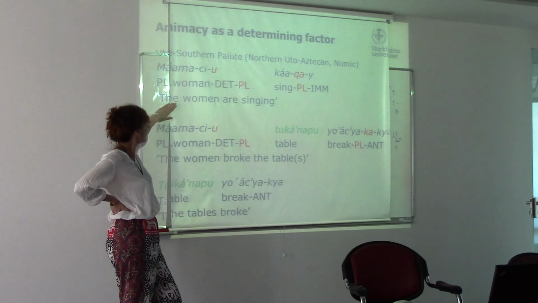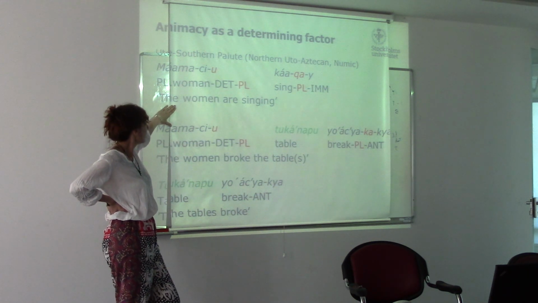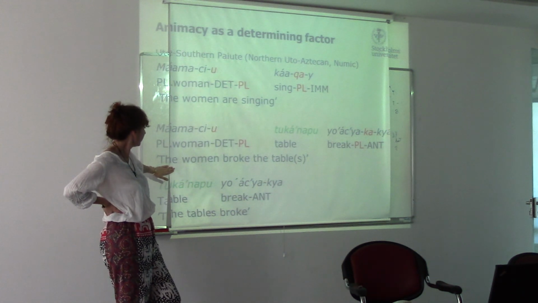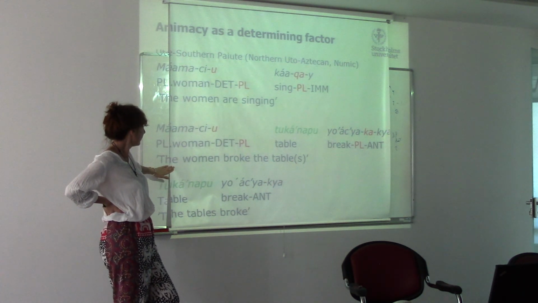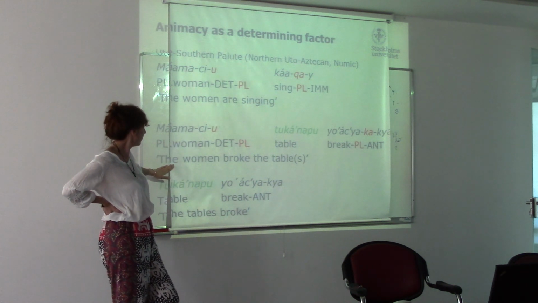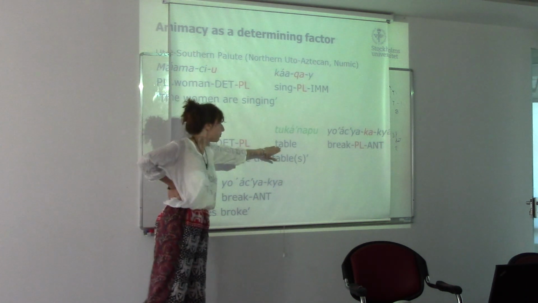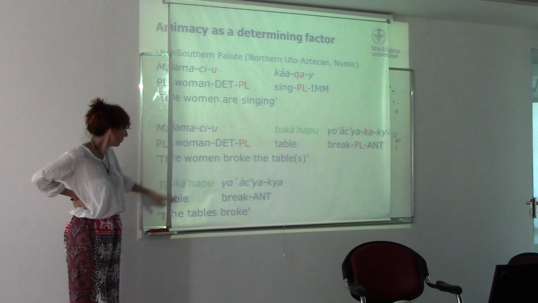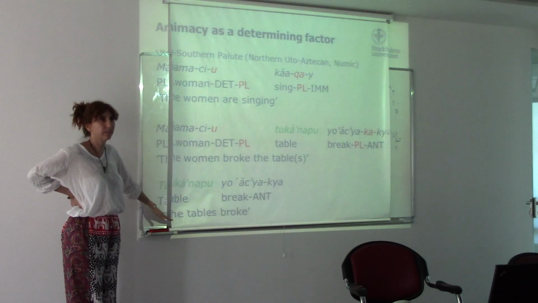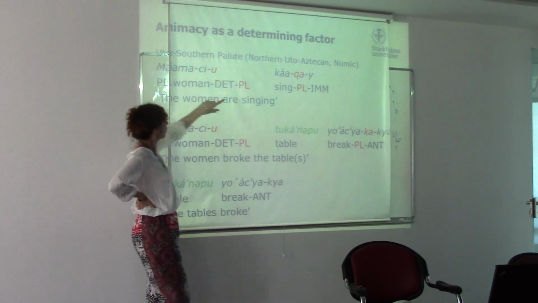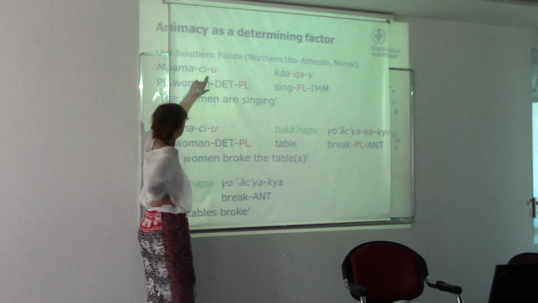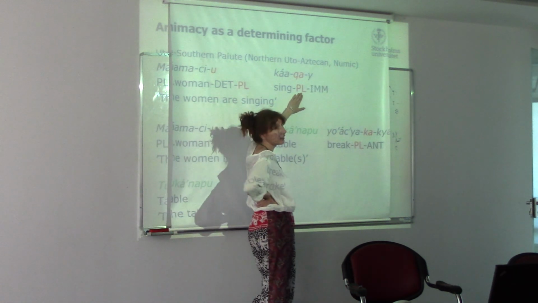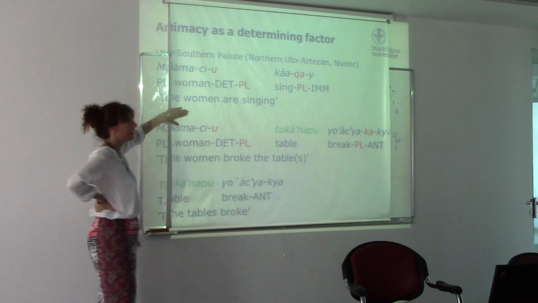where the subject is animate, so women are singing, and then we'll move to a sentence where the subject is an agent, a prototypical agent, and a patient that suffers from the agent's action. And finally, we go just to a stative sentence. Okay. So the plural marker appears on the woman, so the women are singing, and the plural marker is also indicated on the verb, and that is an animate subject.